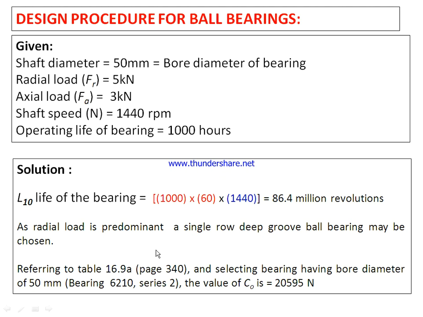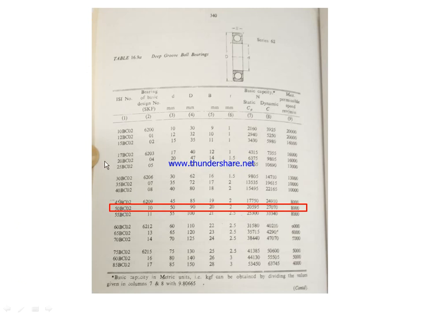For this bearing, from the table we will get the value of C0, the static capacity of the bearing, as 20,595 Newton. So that is here in this page of the data book. 6210 bearing, small d the bore diameter, and the corresponding value of C0, basic static capacity, 20,595, and dynamic capacity C value is 27,070 newtons.